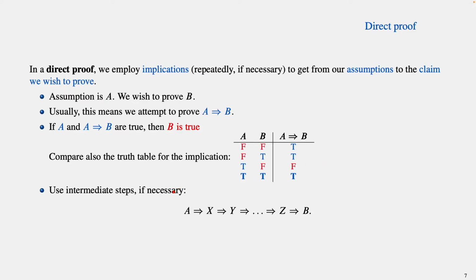Often we have to use several intermediate steps to get from the assumption A to the claim B. So we first prove that A implies X, then we prove that X implies Y, and so on, until we arrive at some proposition Z that implies B.